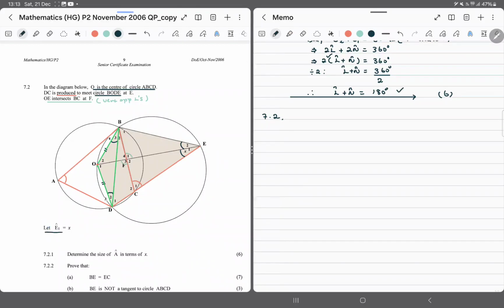Now we are told to let angle E1 be equal to x. It's already indicated, and so that is x, this is x, and that is x. Now we are told to determine angle A in terms of x. Okay, so how will we get there? We look at this. We already see that we've got x and x, and we want angle A. So this already tells you and I that we need to essentially use this angle. We need to find that angle.